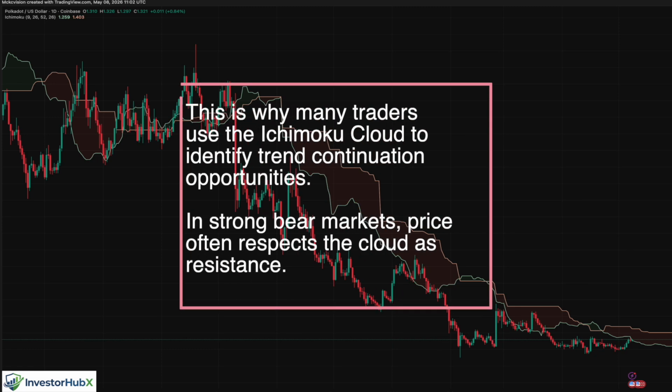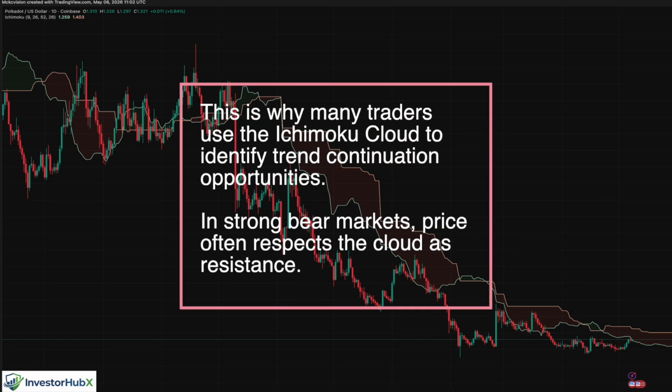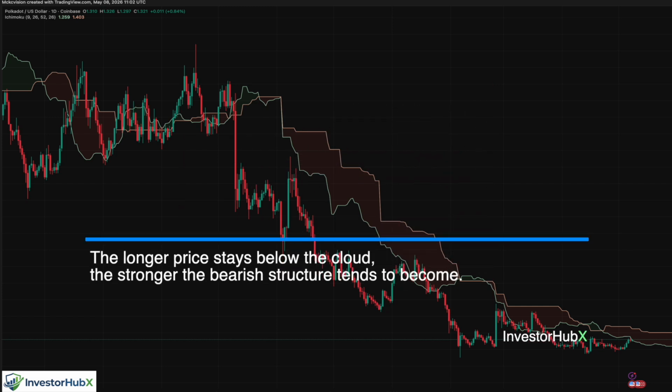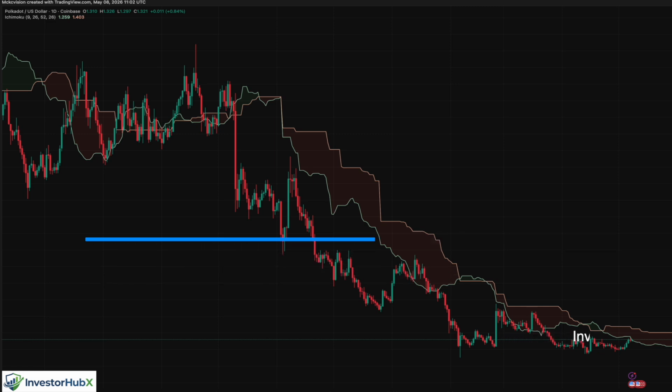This is why many traders use the Ichimoku cloud to identify trend continuation opportunities. In strong bear markets, price often respects the cloud as resistance. The longer price stays below the cloud, the stronger the bearish structure tends to become. This is especially important in crypto markets, where strong trends can last for months. So instead of predicting the market, Ichimoku helps traders stay aligned with the trend.